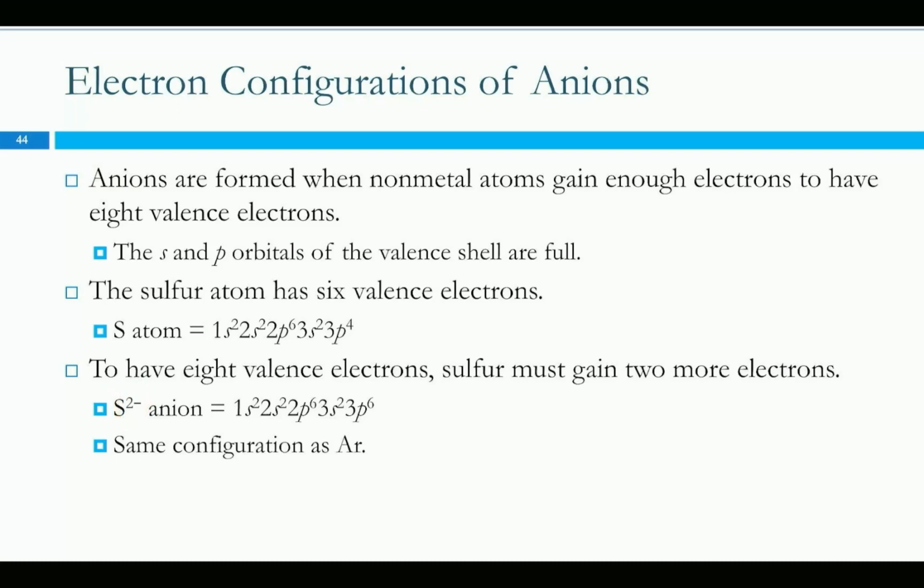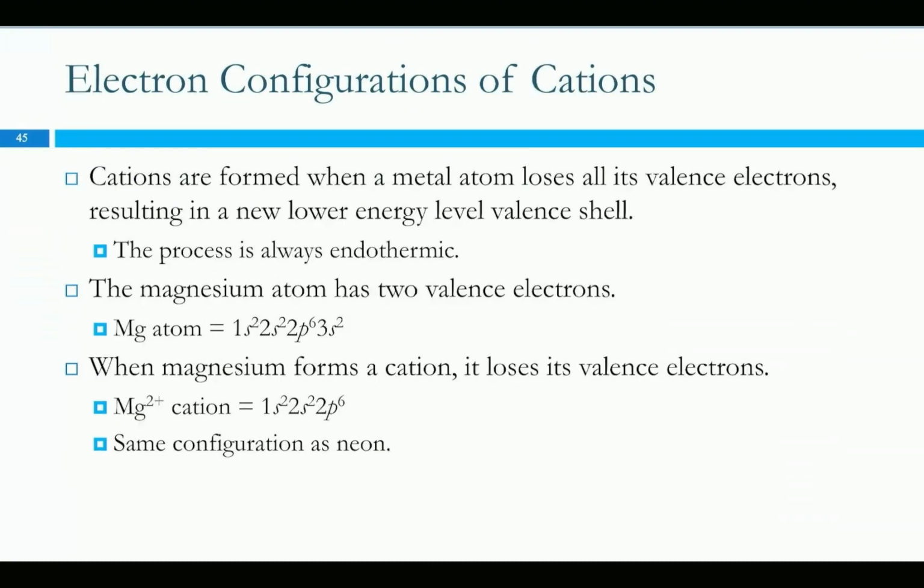So they're just gaining or losing electrons so that their highest energy electrons are in a complete orbital or complete shell. And then for the cations again, they're losing electrons.